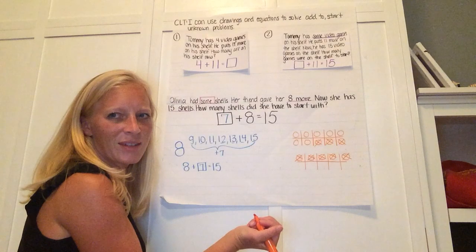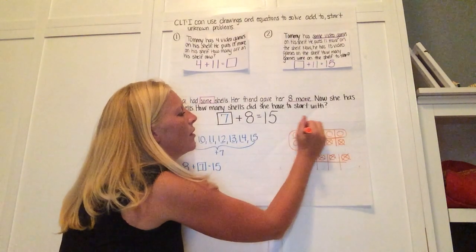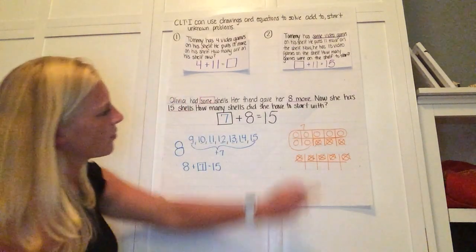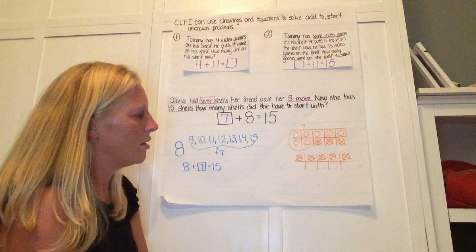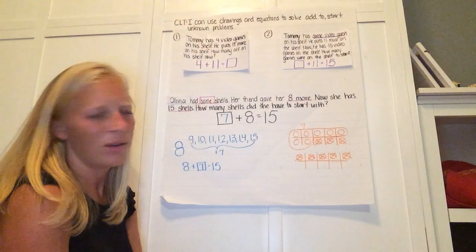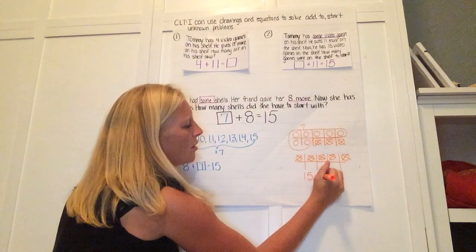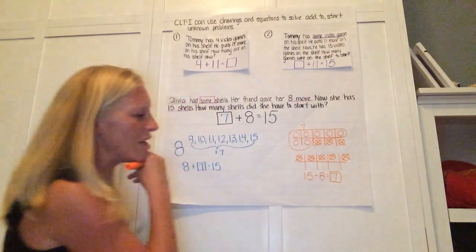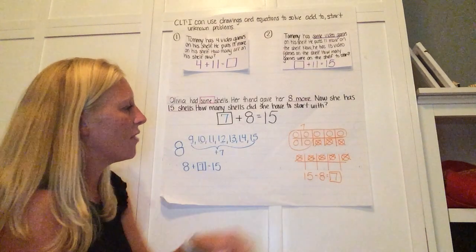What did you have left? How did you know that was 7? That was pretty quick. 5, 6, 7. All right. What equation did you write to match this work? Started with 15. You took away your 8, and you had 7 left over.